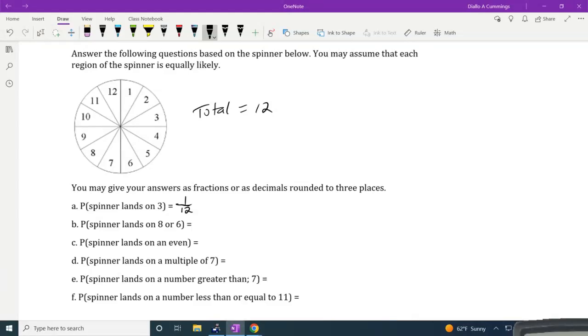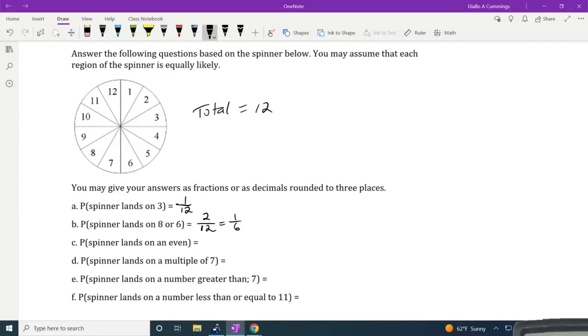Find the probability that the spinner lands on an 8 or a 6. Well, here again, our denominator is what? 12. So how many 8s are there? Just 1 eight. How many 6s are there? Just 1 six. So there's a possibility of landing on 2 places on that spinner, right? Either an 8 or a 6. So we're going to reduce 2 over 12 down, and that should give us 1 over 6, right?